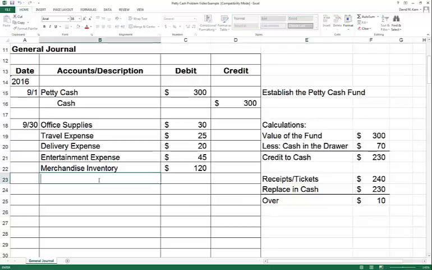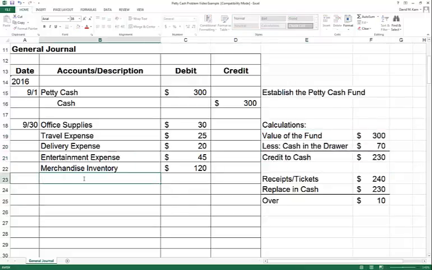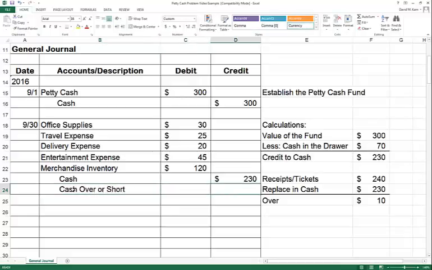Remember, the entry to replenish the fund always includes a credit to cash, like we figured out here. The value of the fund minus the cash in the drawer is our credit to cash. So cash gets credited for $230. Now obviously the debits do not equal credits because we figured out that the debits total $240 and we only have to put back $230. So we would use an account called cash over or short to make up the difference. So now we can see that this entry properly replenishes the petty cash fund.